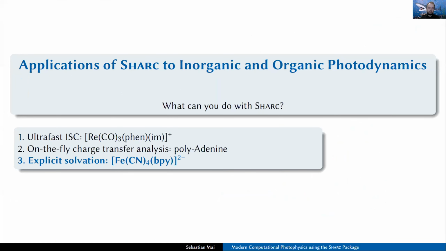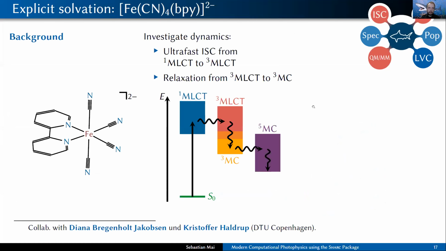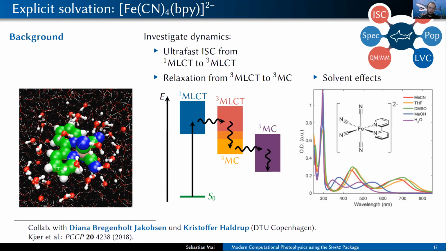In the third example, I want to talk quickly about explicit solvation of an iron complex, where the background is basically that in these 3d metal complexes, we have the general problem that after excitation, these initially excited charge transfer states are not long-lived because of lower-lying metal-centered states. And for this iron complex that I show here, it was shown that it has a very strong dependence of the energies of the MLCT and MC states on the solvent environment, and therefore we studied the intersystem crossing and charge transfer dynamics in solution.